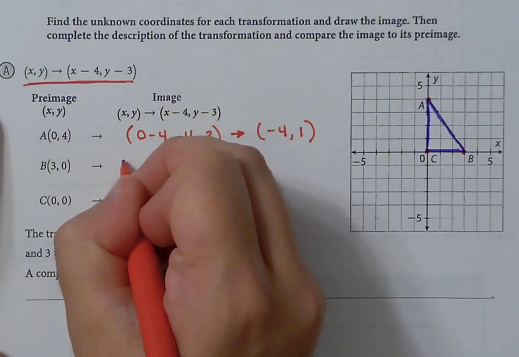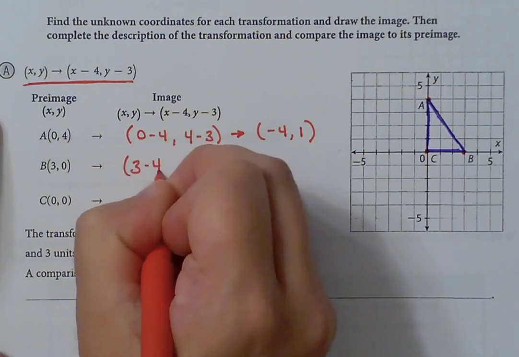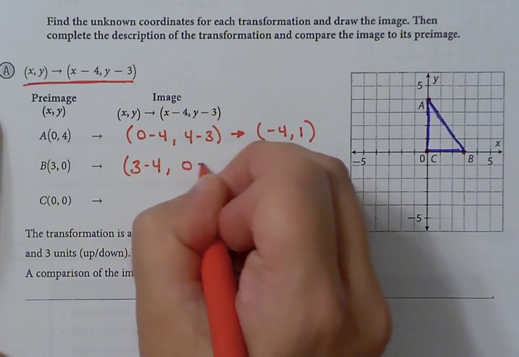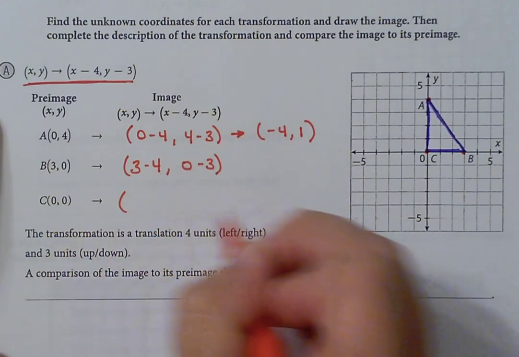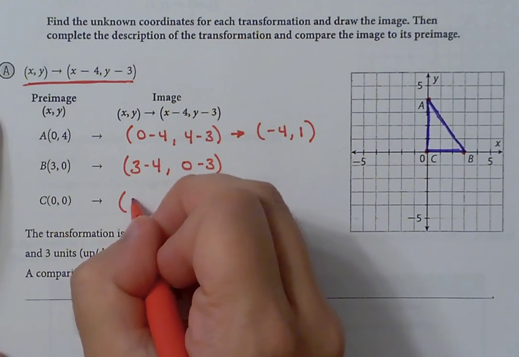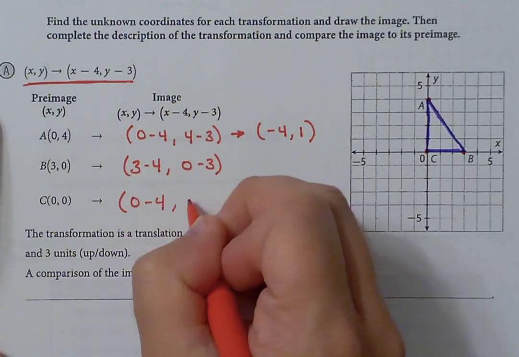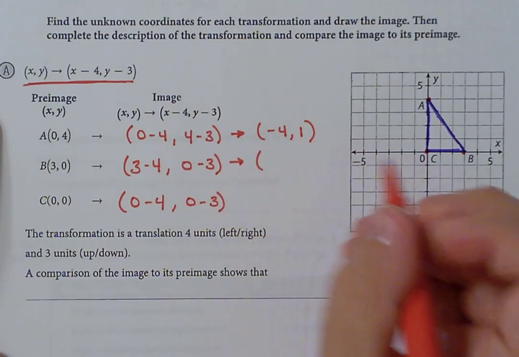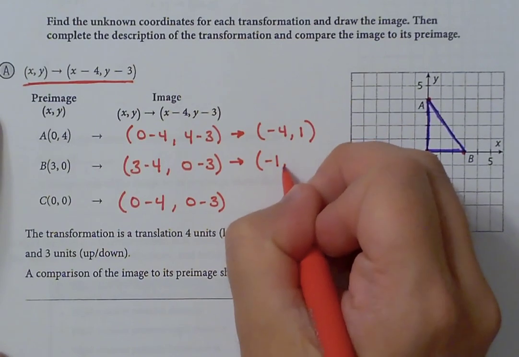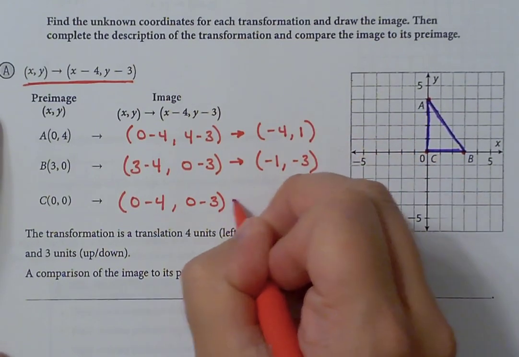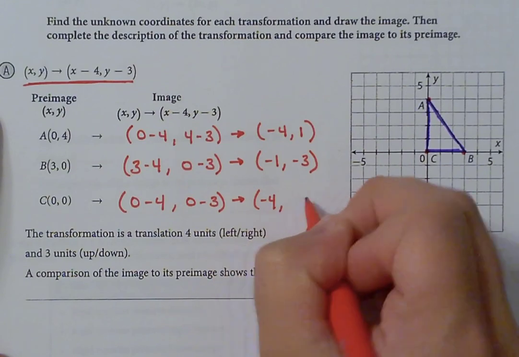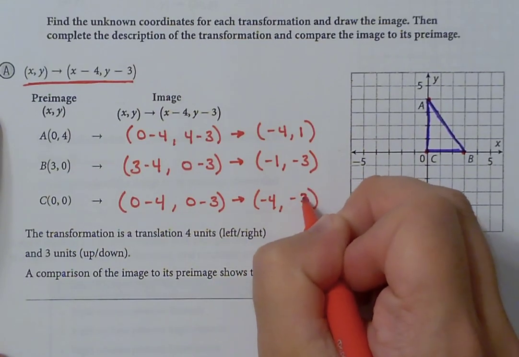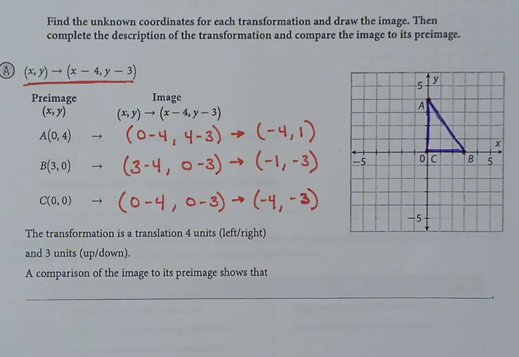So to set the rest of this up, we're going to have 3 minus 4, 0 minus 3, and then we're going to have 0 minus 4, 0 minus 3. When we go through and do that, we get negative 1, negative 3, and then negative 4, negative 3. Alright, so that is applying the transformation, and that's going to result in our points.